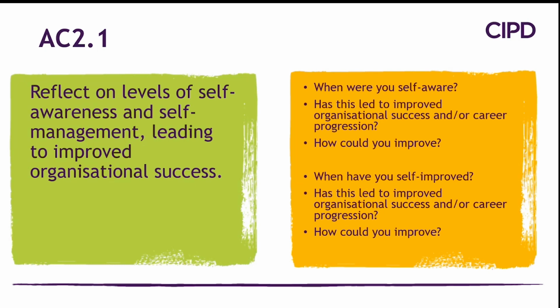We now move to learning outcome 2. One of the following ACs will be chosen for your assessment. AC 2.1. Reflect on levels of self-awareness and self-management leading to improved organisational success. You could ask yourself, when were you self-aware? Has that led to improved organisational success and/or career progression? How could you improve? When have you self-improved? Has this led to improved organisational success and/or career progression? How could you improve?